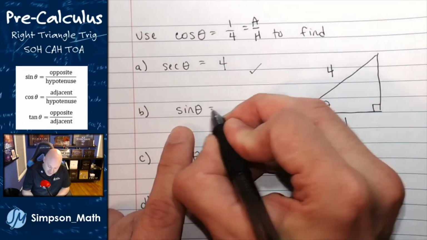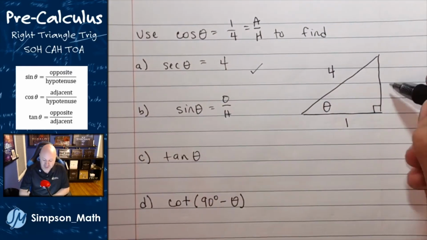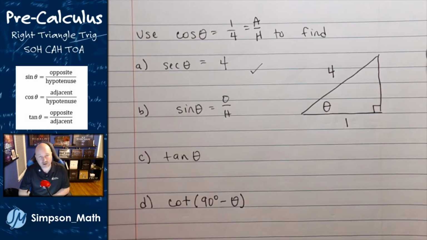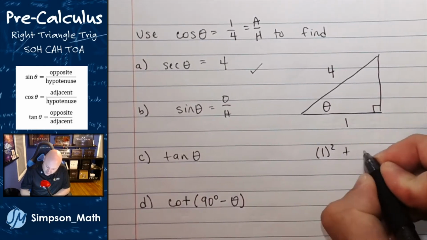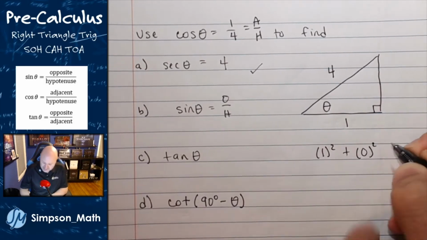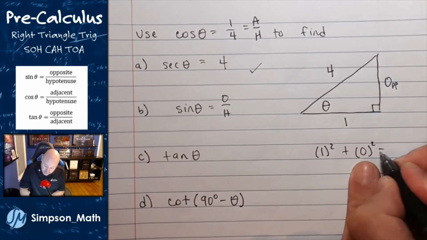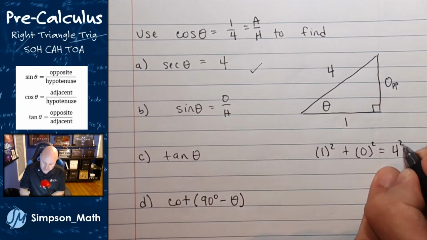Sine is defined as opposite over hypotenuse. So for sine and for tangent, I'm going to need this opposite side length. But we're pros at the Pythagorean theorem. It says you take the side lengths and square them. That's O for opposite, not 0. Square them, sum them, and that's going to be the hypotenuse squared.